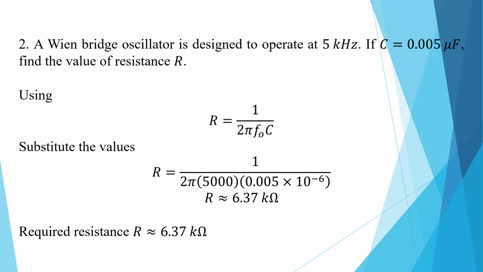Next problem. A Wien bridge oscillator is designed to operate at 5 kHz. If C equal to 0.005 microfarad, find the value of resistance. For a Wien bridge oscillator, the frequency of oscillation is equal to 1 by 2 pi RC. From that we can find R equal to 1 by 2 pi FC. By substituting the values of F and C, we get R equal to 1 by 2 pi into 5000 into 0.005 into 10 to the power minus 6. So R is approximately equal to 6.37 kilo ohm.